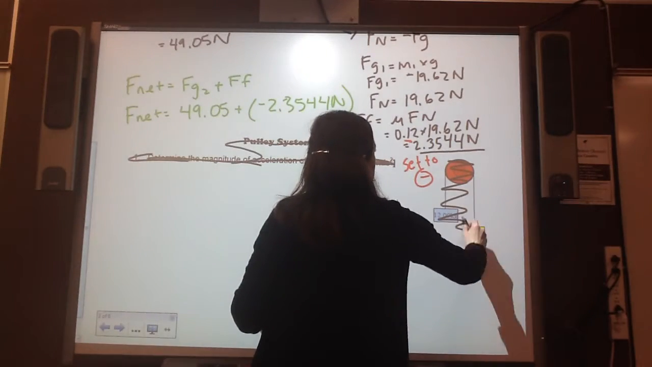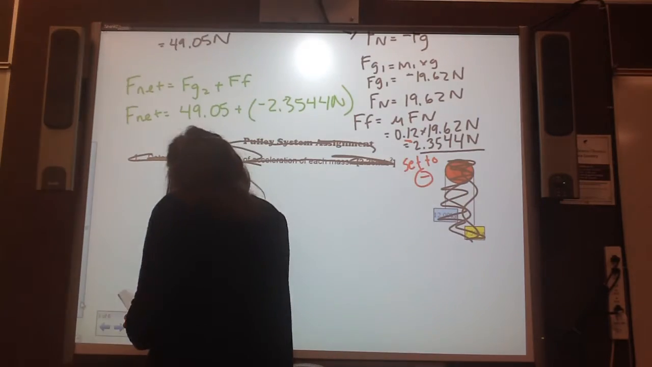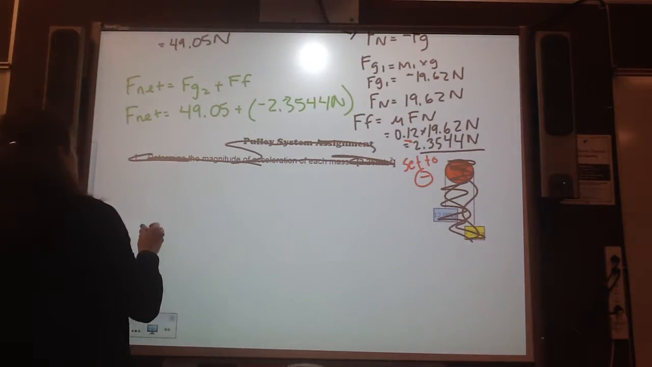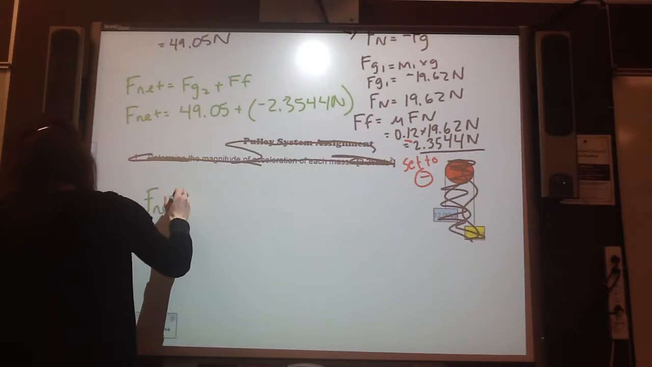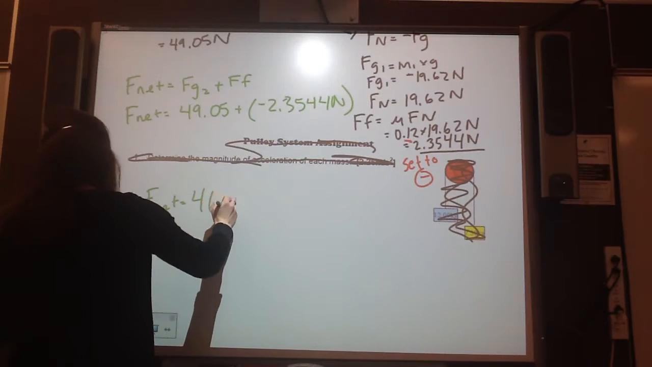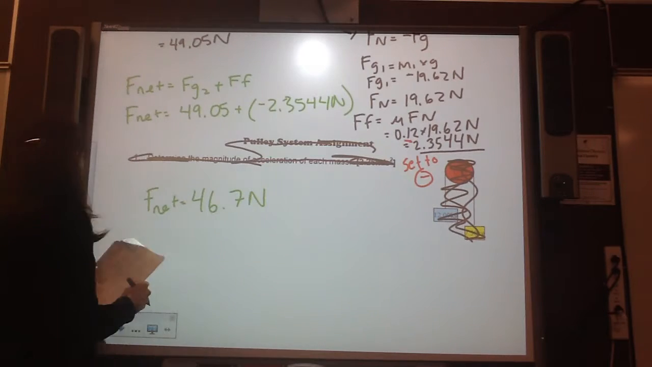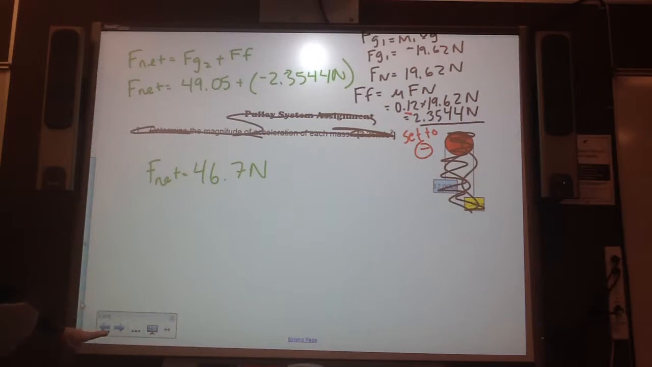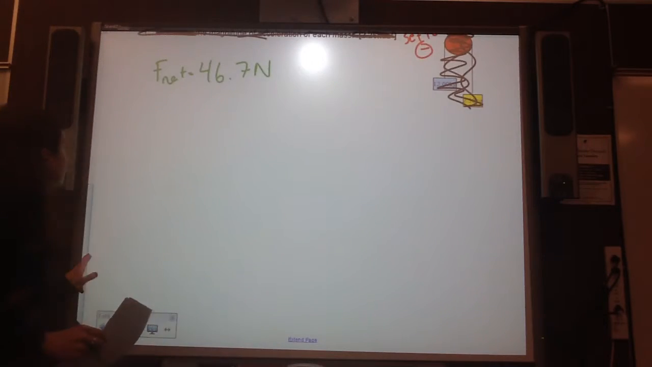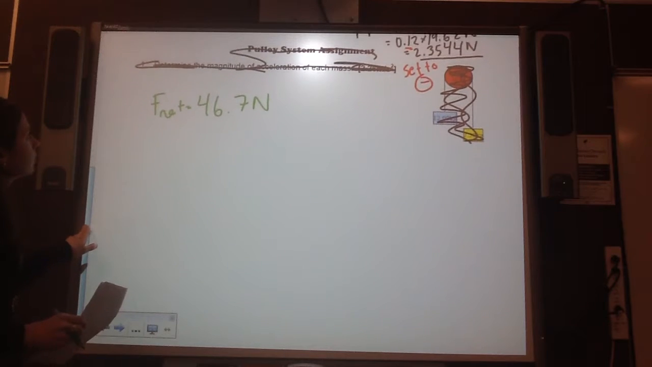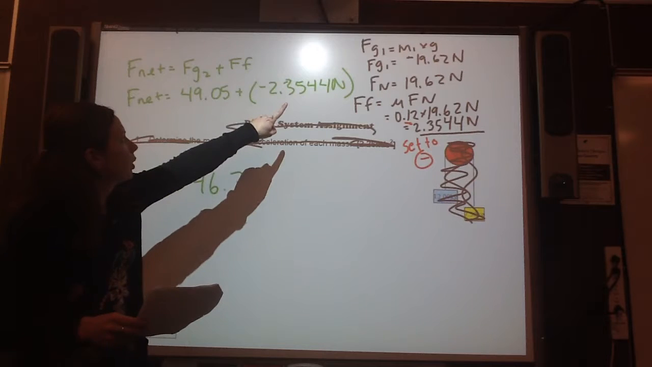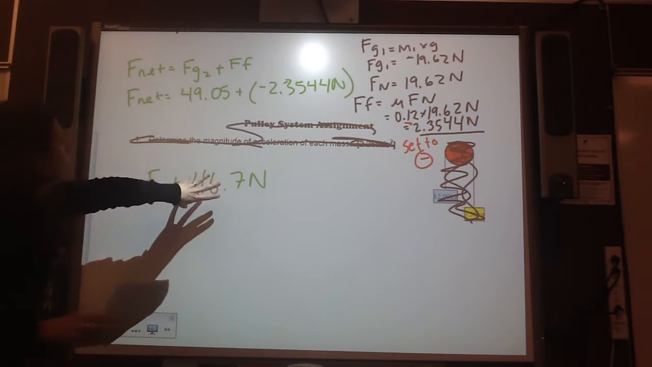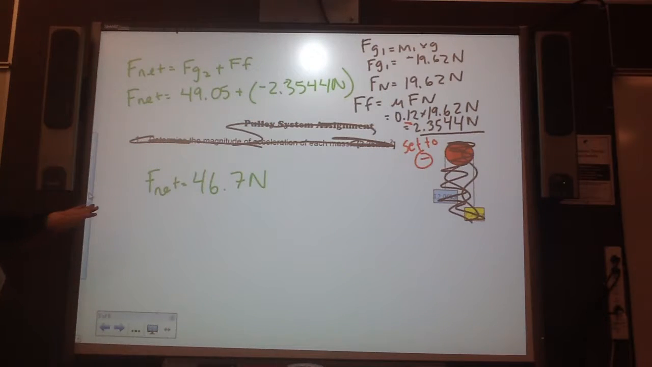Ignore this for a moment. Okay. So then my F net is equal to 46.7 newtons. Now I can work with acceleration. Is it a negative? No, because 49 minus 2.35 will still be a positive number.